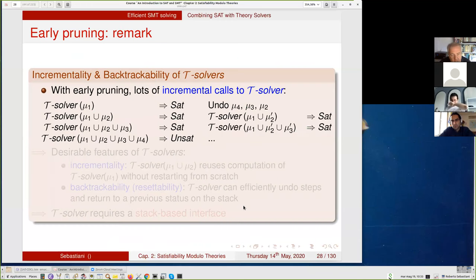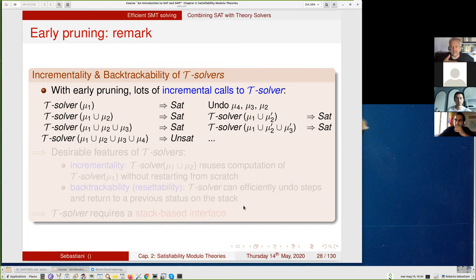Okay, there are a few things related with early pruning, which is the incrementality of the theory solver. It's very, very important: one of the key features of the theory solver is its incrementality. So we have already seen one important feature of the theory solver, which is that of being able to detect the conflict set causing the inconsistency. Another very, very important feature is its incrementality and backtrackability.